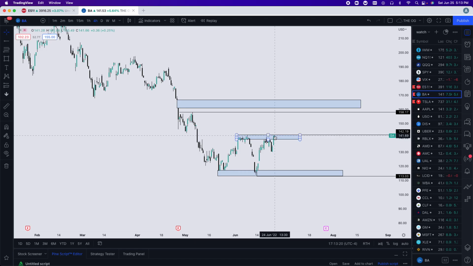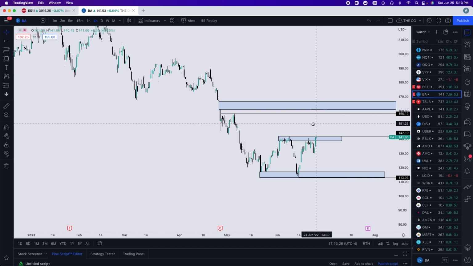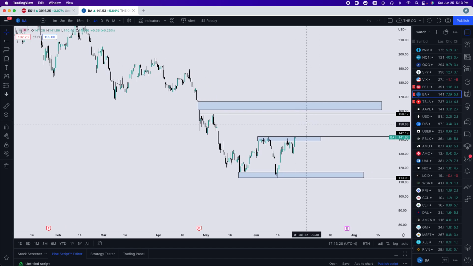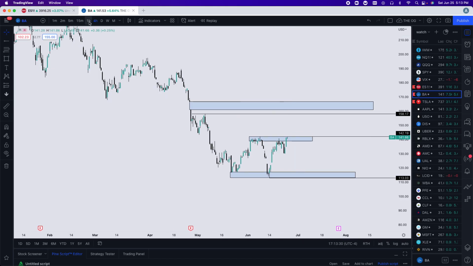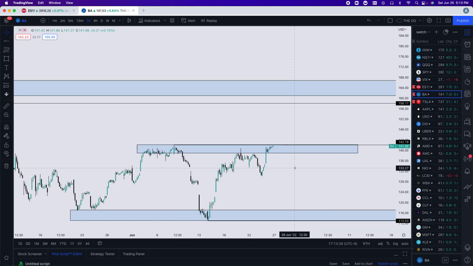It could reject and we could play the downside, or it could break out and we could play the upside. So we now understand where the market structure is, where the price is relative to the chart, and how we could utilize this. Now, the main work has been done. Now it's up to your strategy.